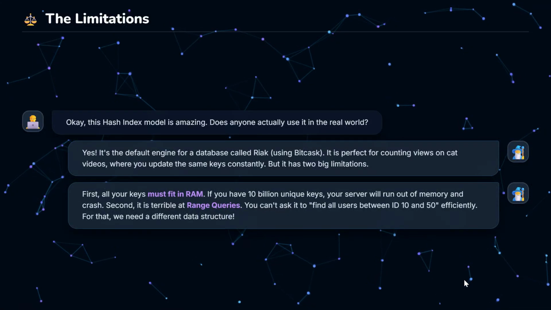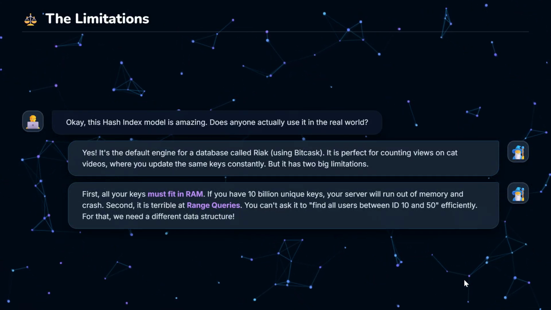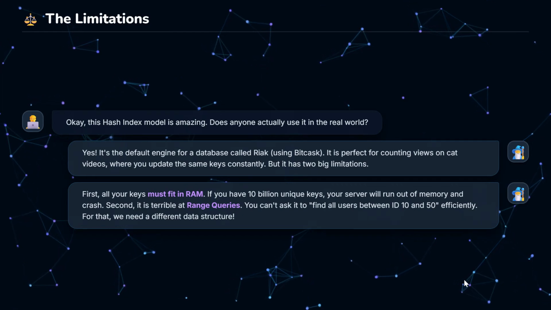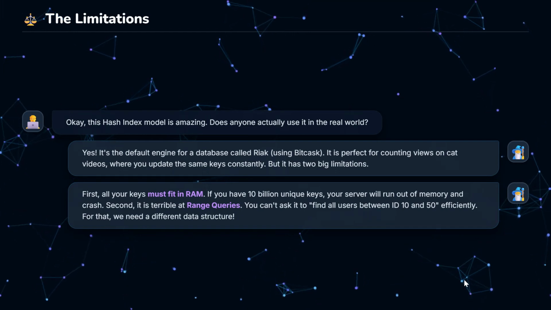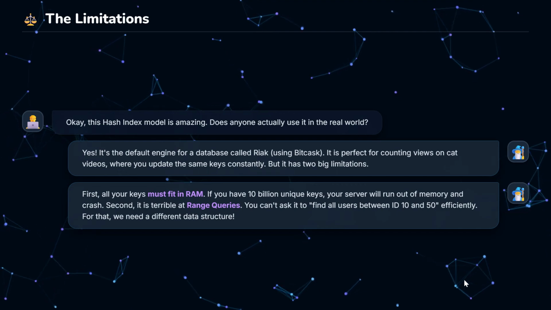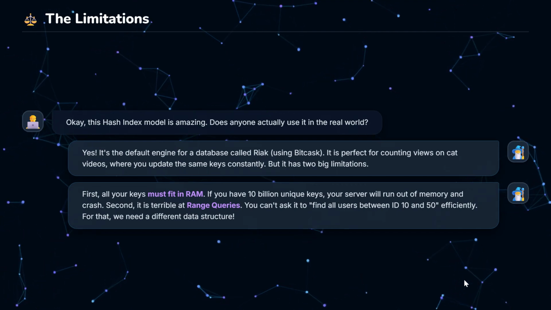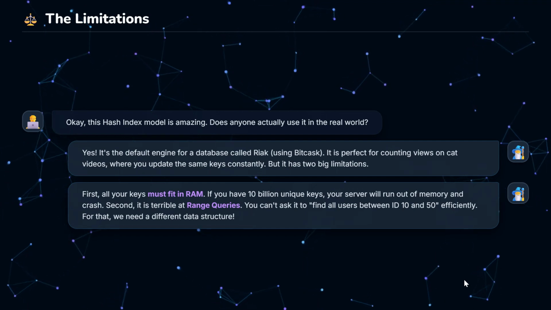But there are two major limitations you must know about before you use it in production. First, because the hash map dictionary must live entirely in the RAM memory, you are limited by your hardware. If you have 10 billion unique keys, the dictionary will become so massive it will exceed your RAM, and your server will crash.